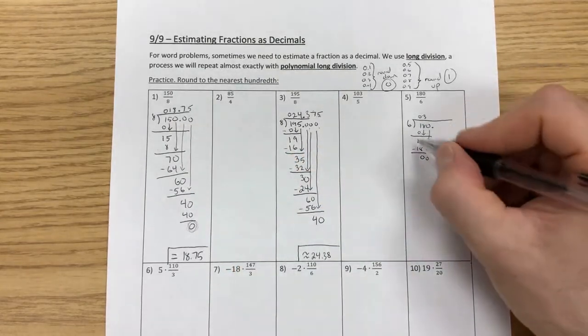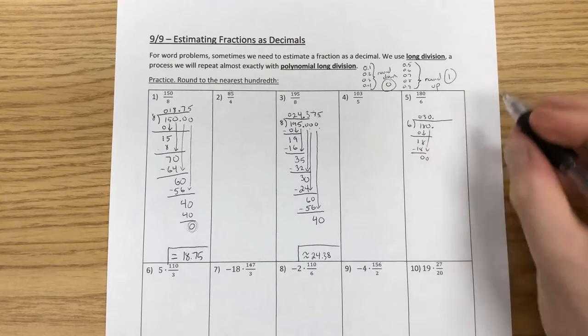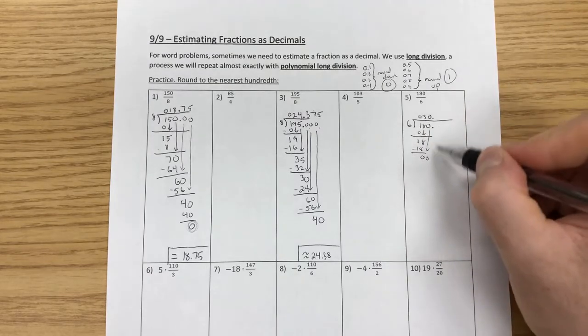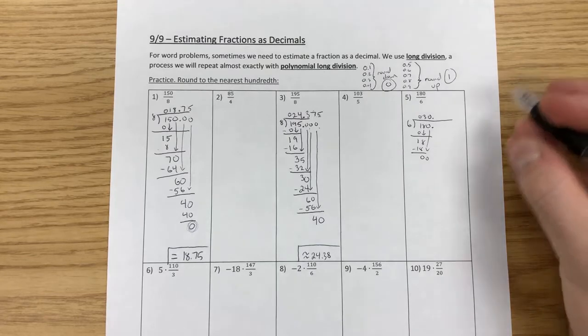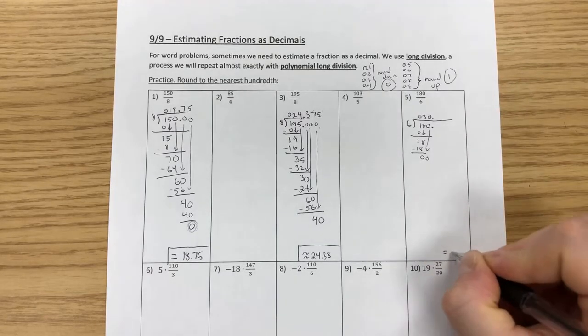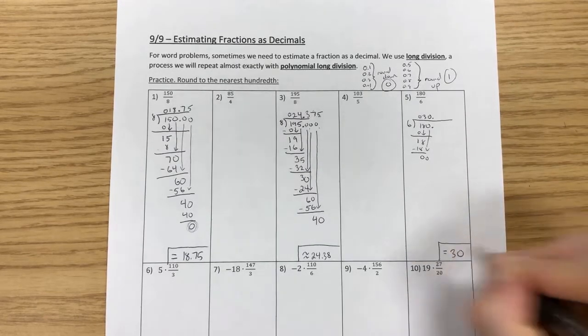In this case, 6 doesn't fit into 0. I know that I can stop right there because I don't need to bring down any more, because I'm already at 0. So in this case, I know my answer is exactly 30.